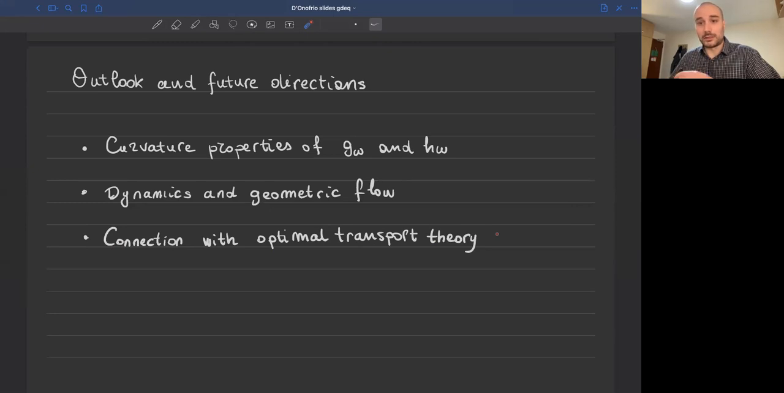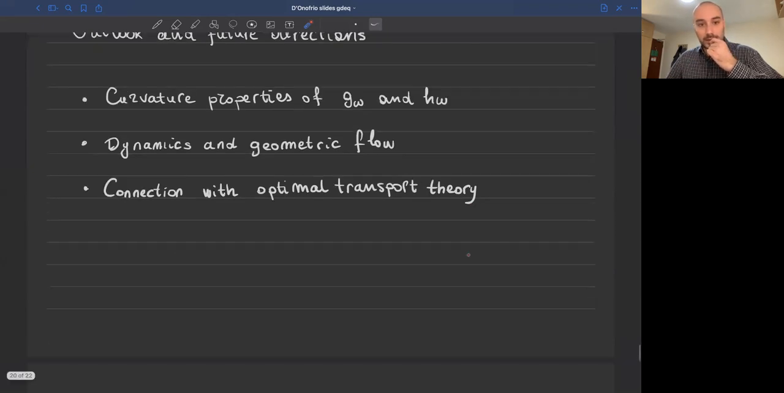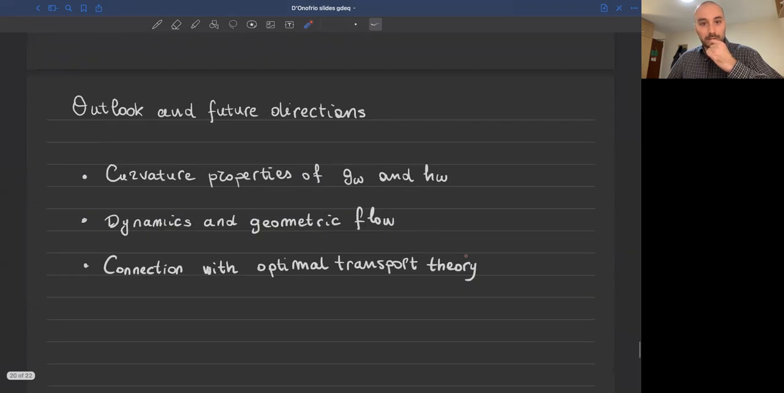Because it turns out that semigeostrophic equations can be formulated as a transport problem, and the Lychagin group of metric plays a key role in there. Yes, this is a matter for another talk, I guess. And yes, so this is all for my presentation.